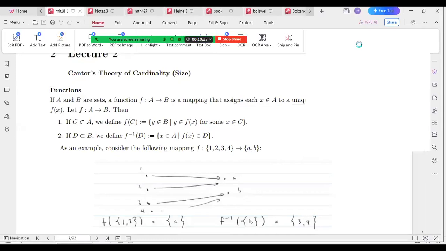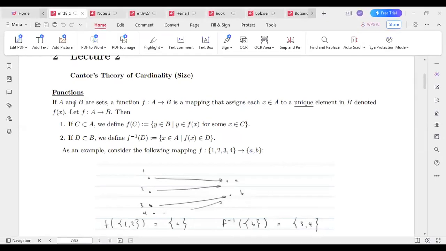Now, a function of a set in Cantor's theory can be denoted like this. If A and B are sets, a function f from A to B is a mapping that assigns each element x of A to a unique element in B, denoted by f of x. Let f be a function from A to B. Then there are two conditions. One, C will be a subset of A. We define f of C equal to this. And if D is a subset of B, then we define f inverse of D as the x belonging to A such that f of x belongs to D.